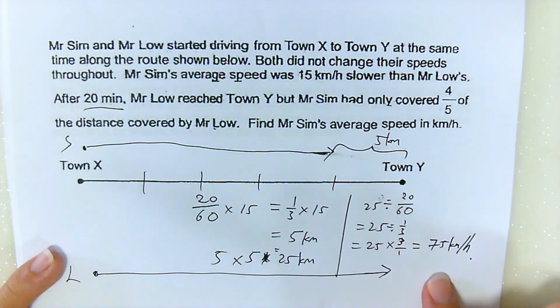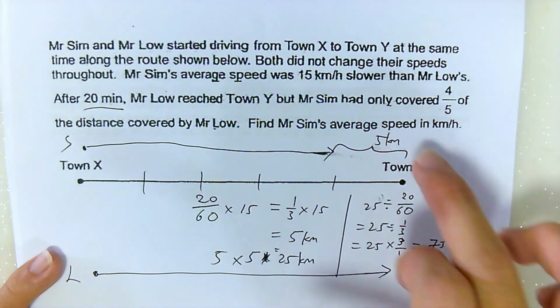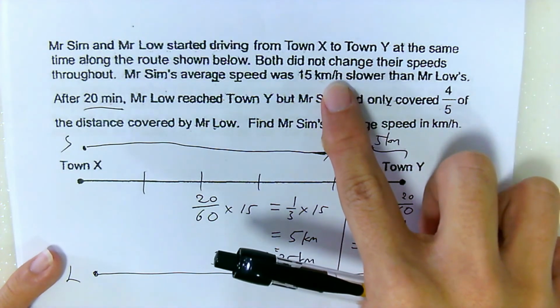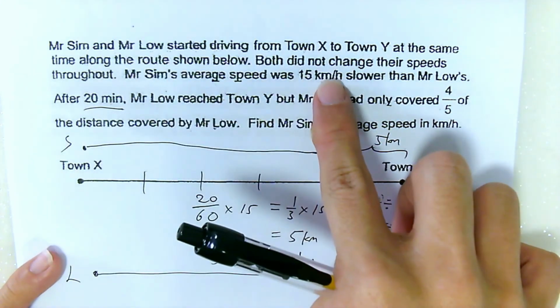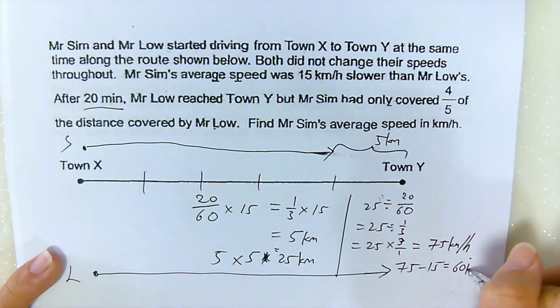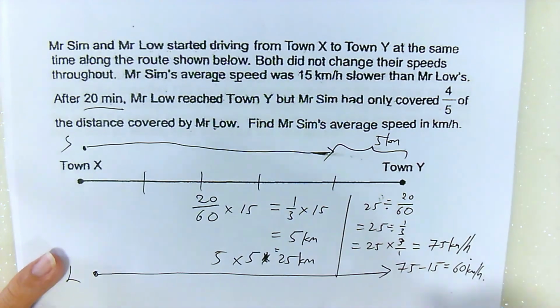This is actually Mr. Low's average speed. Once we found Mr. Low's average speed, we minus 15 km to find Mr. Sim's, because Mr. Sim is 15 km per hour slower. So we take 75 minus 15, and that will give us 60 km per hour. Okay, simple, done.